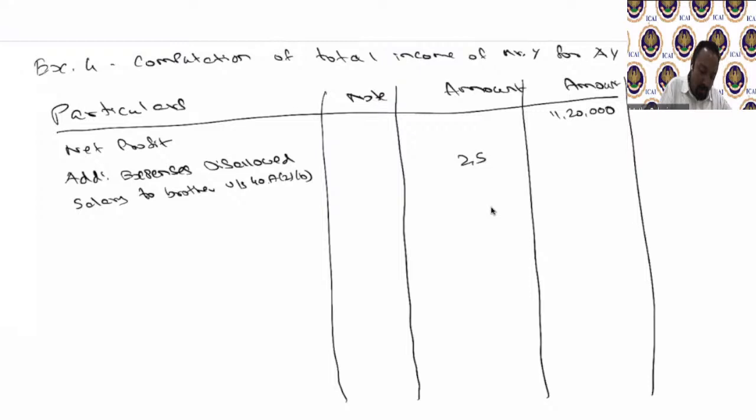If you want, you can write a note, put 1 and write a note saying under section 40A(2)(b), any expenditure made to a related party in excess of fair market value shall be disallowed in the computation of income. So the 2,500 being in excess is disallowed. So this could be a note.